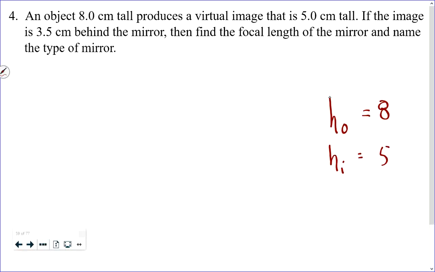Good? Okay. The image is 3.5 centimeters behind the mirror. Well, you know, I could just say the image is 3.5 centimeters away from the mirror. I don't have to tell you where it is. So di is 3.5. Is it?